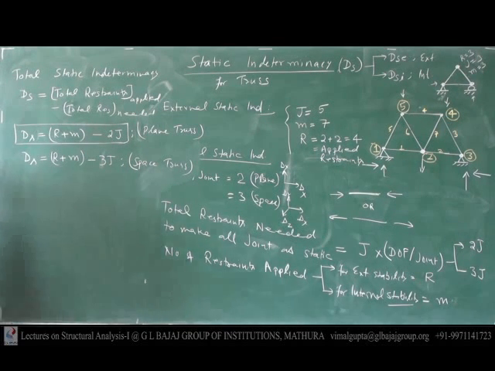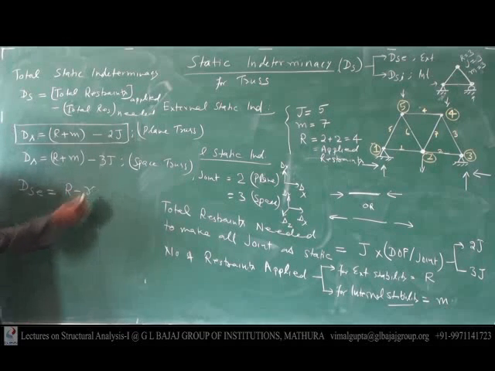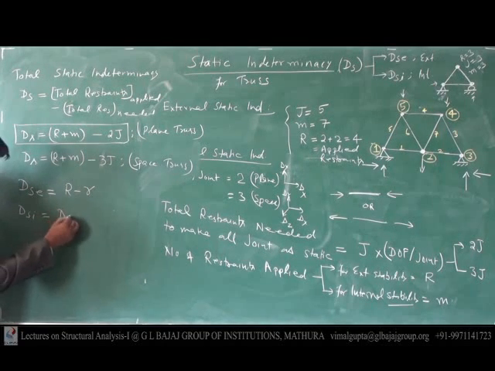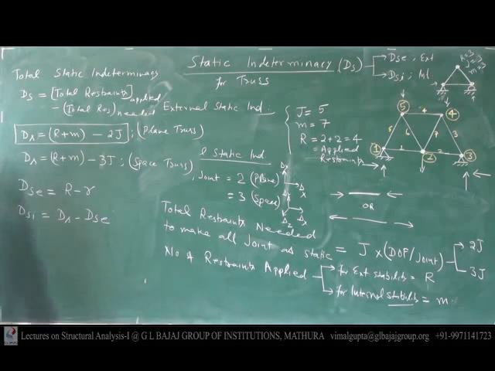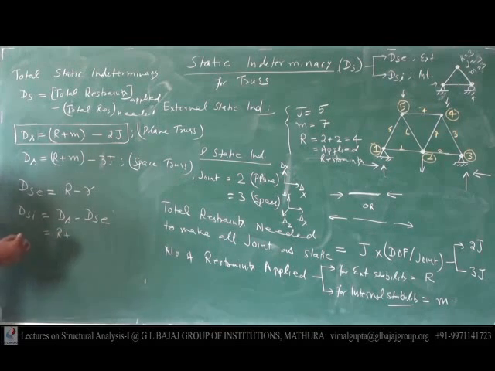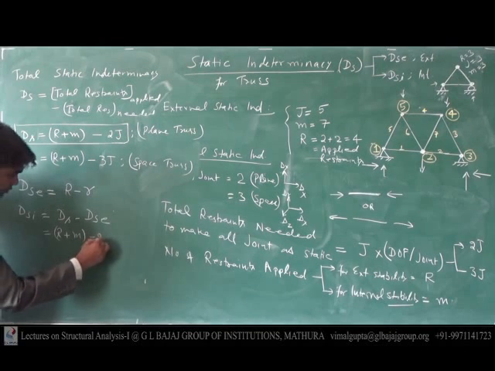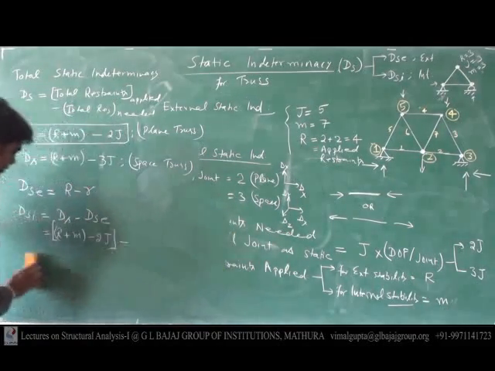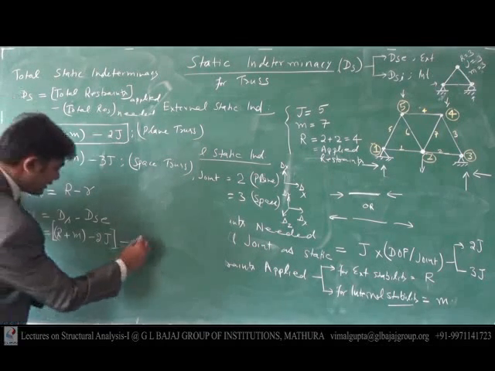And we know very well what is the value of external indeterminacy DSE. We have derived the expression capital R minus small r. Therefore, internal DSI can be calculated, right? Internal can be calculated by total minus external. So write it: capital R plus small m minus 2j minus capital R minus small r.